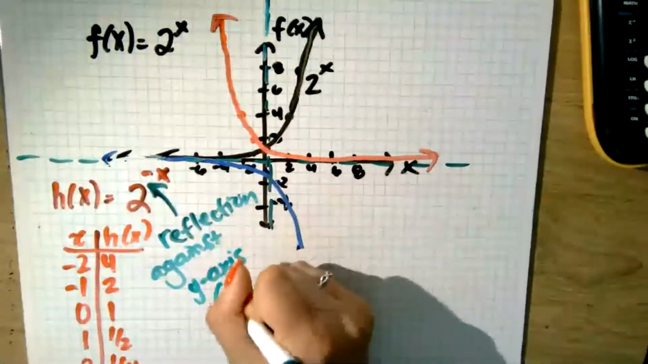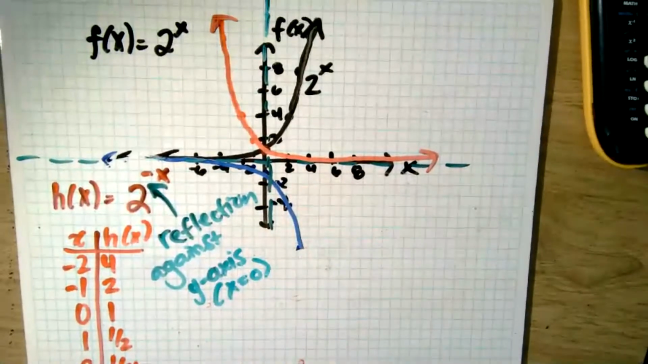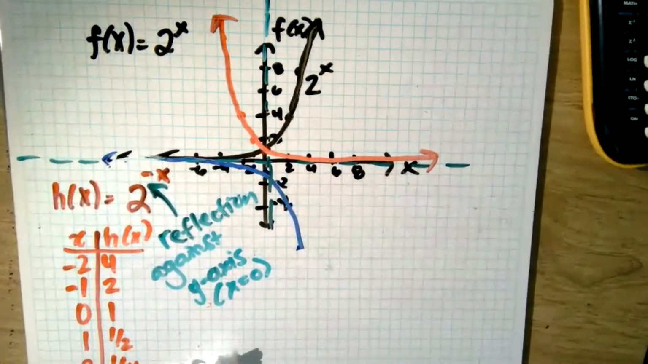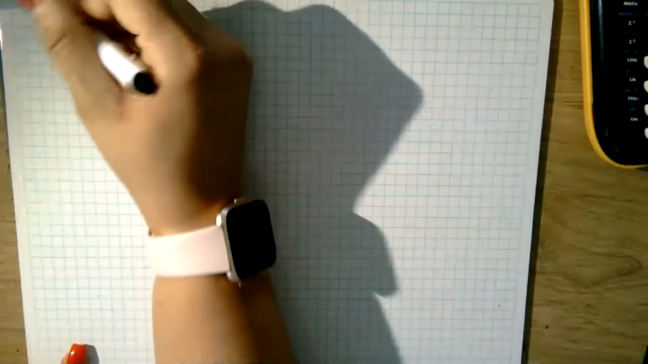And the y-axis is x equals 0. So let's go ahead. We've done horizontal translation, vertical translation, and now we have reflection against the x and y-axis. So now we have additional tools that we can look to see where our graphs are going. So we're going to look at a couple of equations and now know what's happening to my equation. Okay?